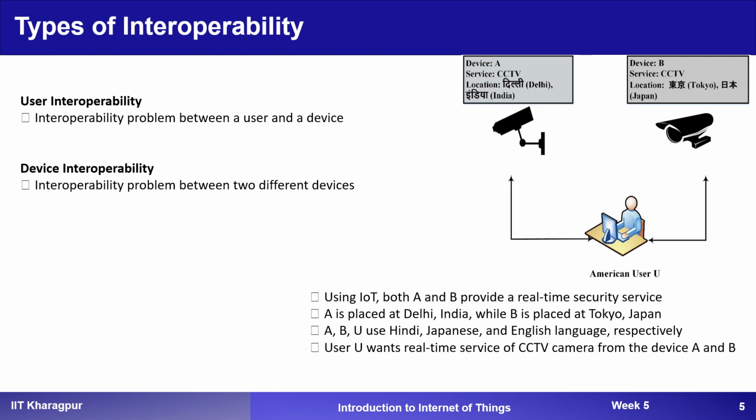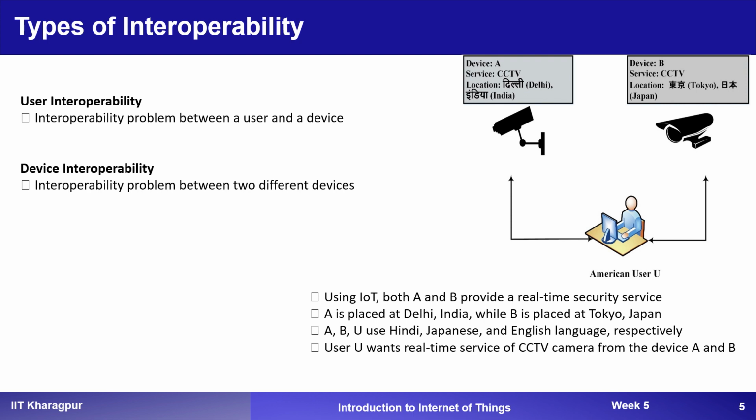Now, this interoperability is of two types. First one is your user interoperability and second is your device interoperability. So user interoperability means the interoperability problem between your user and your device, because we need our users also to communicate with your device, right? So in order to make this possible, user interoperability is required.